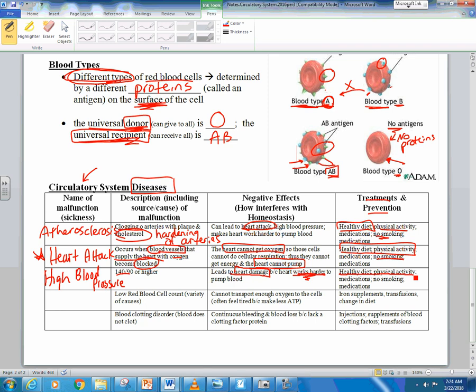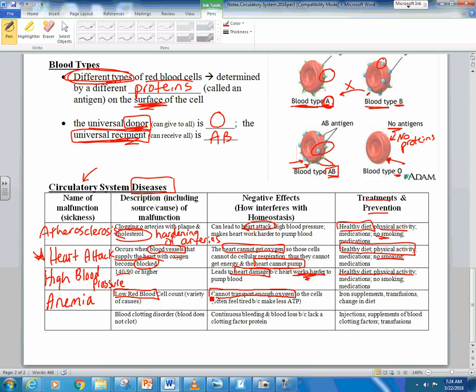Next one is one I already mentioned, low red blood cells. That's called anemia. Now, why are low red blood cells going to be bad? Well, because you cannot transport enough oxygen to your cells. If you don't have the boats to put the oxygen in, you cannot carry enough oxygen around.